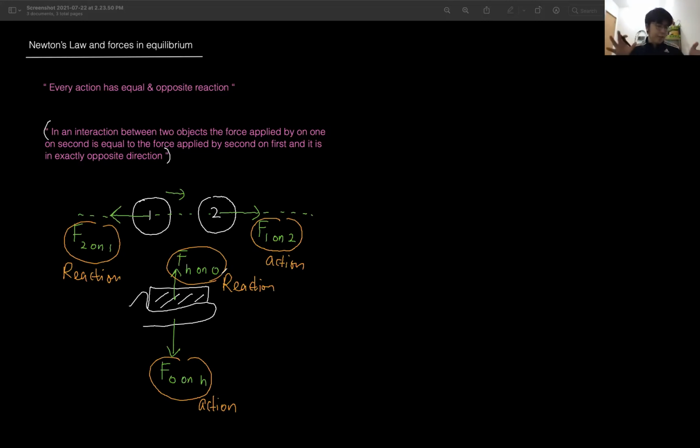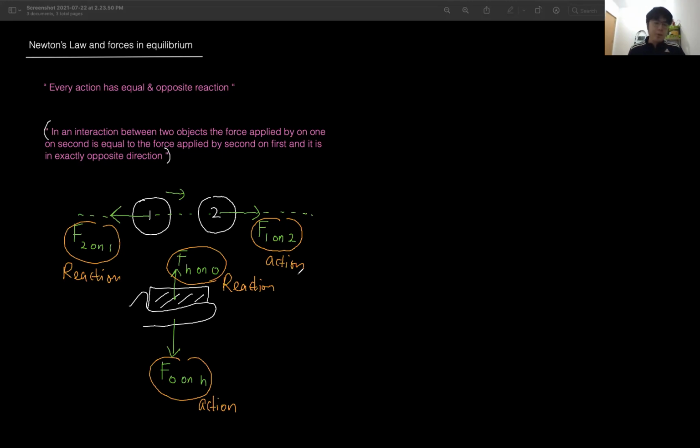So every action has a reaction. Just like when I want to move forward, I press the ground backward. I do not press the ground forward. If I press the ground forward with my foot, I'll be moving backwards. So if I want to move forward, I press the ground with my foot backwards, and the ground pushes me forward. That's an action and reaction pair. Okay, you see it everywhere.